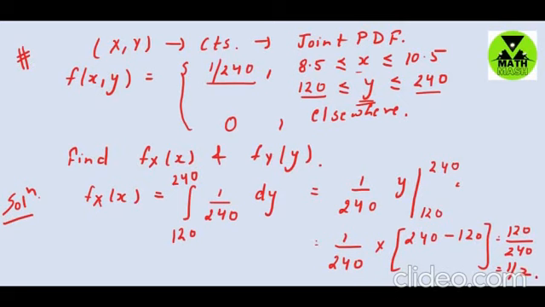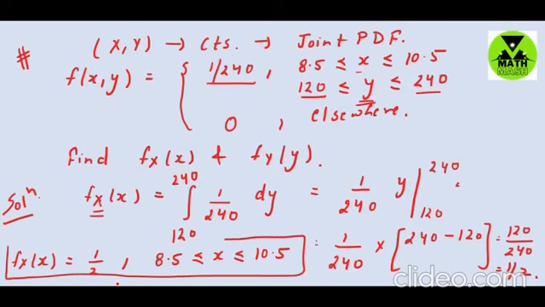So what is fx of x? Fx of x is equal to 1 by 2, because we have already substituted, this is the individual density of x. So this is 1 by 2, whenever x is in between 8.5 less than or equal to x less than or equal to 10.5. So this is the marginal density of x.